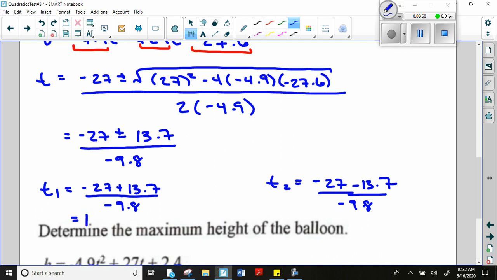So we get 1.36, so 1.4, which is exactly what was on that Desmos. So then we go negative 27 minus 13.7, divided by a negative number, negative 9.8, equals 4.15, which is exactly what it was supposed to be. Phew!